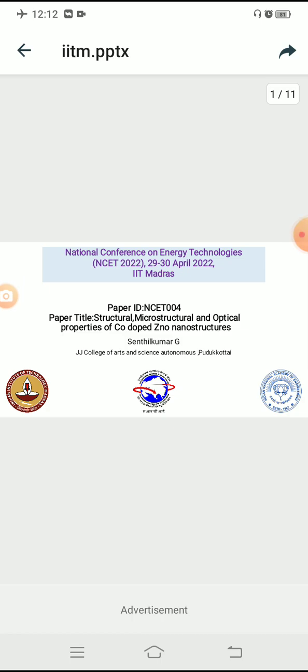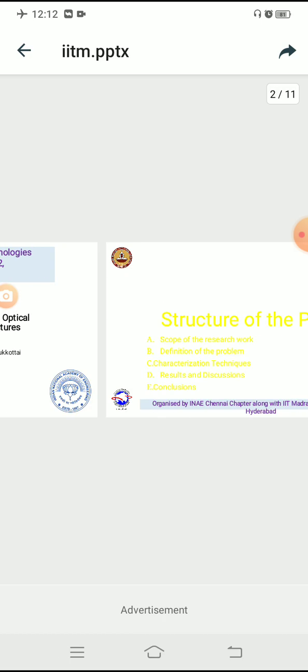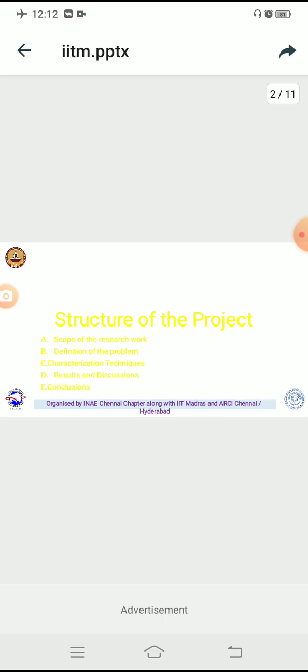My name is Senthilkumar from JJ College of Arts and Science, Autonomous, Pudukkottai. My research topic is structural, microstructural, and optical properties of cobalt-doped zinc oxide nanostructure. Structure of the project: scope of the research work, definition of the problem, characterization techniques, results and discussions, conclusions.